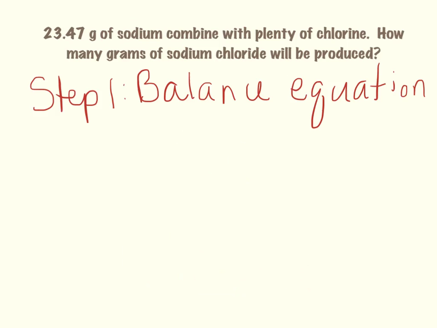So we're going to start just like we do every single time. We're going to read through the problem and right away balance the equation. So today we're going to have 23.47 grams of sodium combining with plenty of chlorine. How many grams of sodium chloride will be produced? Okay, we need to start off step 1 by balancing this equation.